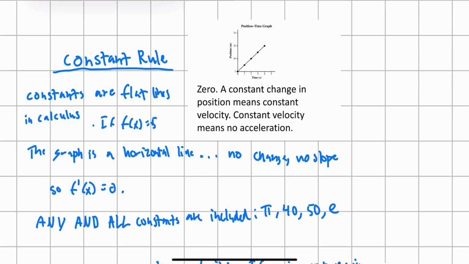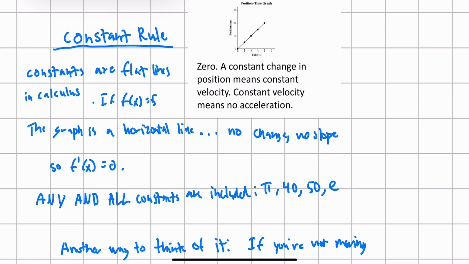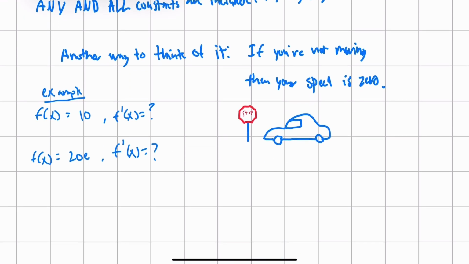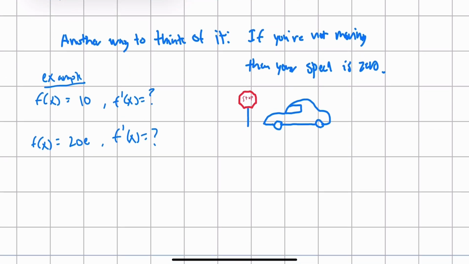Next we'll be covering the constant rule. In calculus, constants are flat lines. If f of x equals 5, the resulting graph is a horizontal line with no change and no slope, so the derivative of f of x equals 0. Any and all constants are included, including pi, 40, 50, and even e. Another way to think of it, if you're not moving, then your speed is 0.